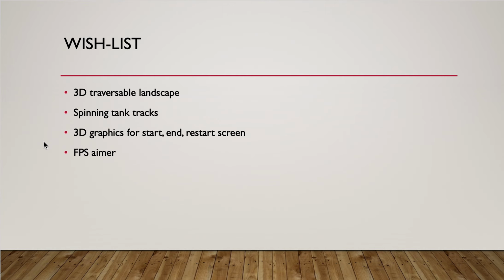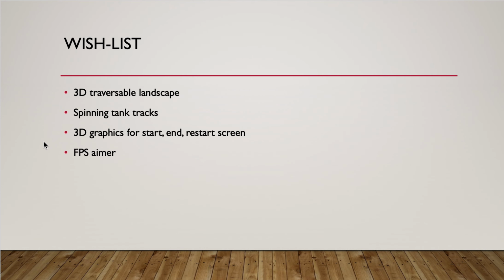And my wish list. I want to add a 3-dimensional traversable landscape that my tank can drive over. And I want the tank tracks to actually spin when I have them in my Three.js game. I have them set up right now so that they can spin in Blender, but that is something that I'm struggling with in my actual game, is to get them to spin while the tank is moving.